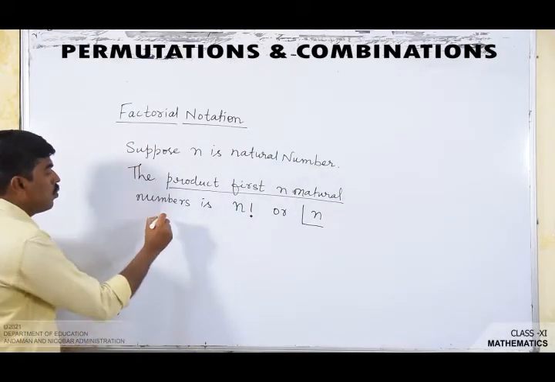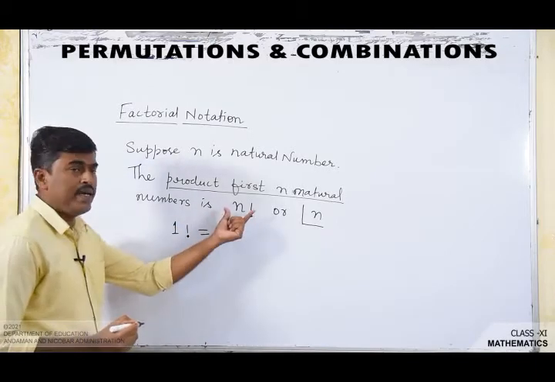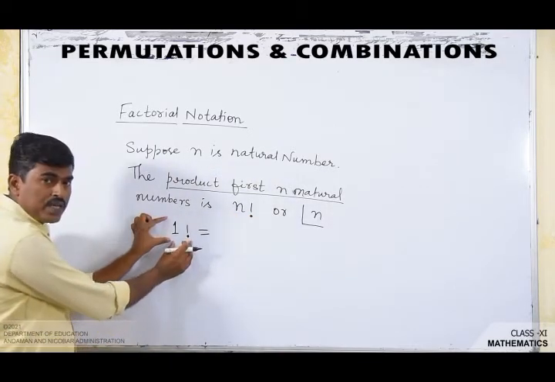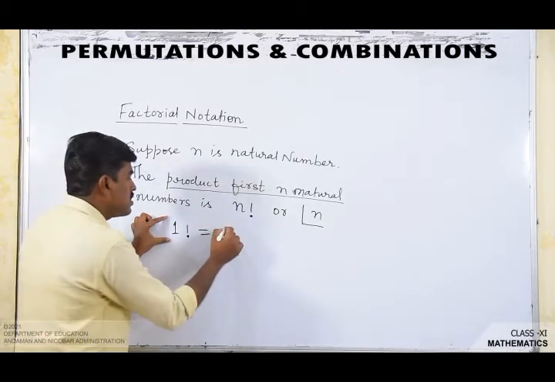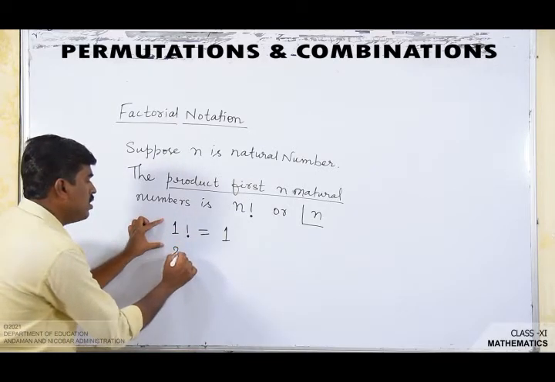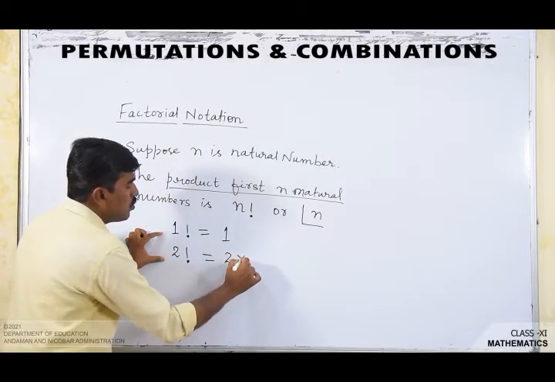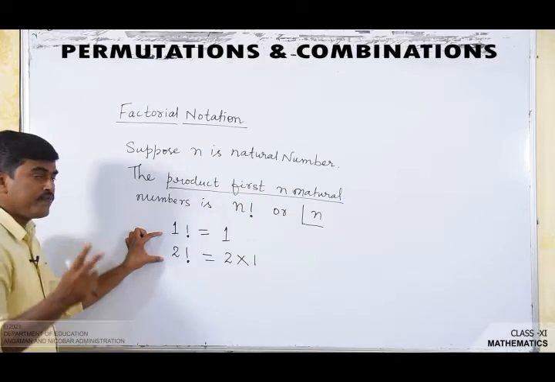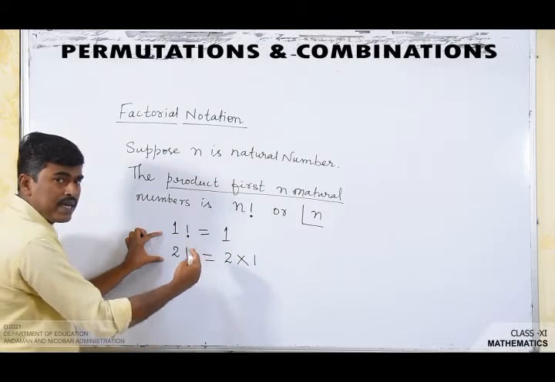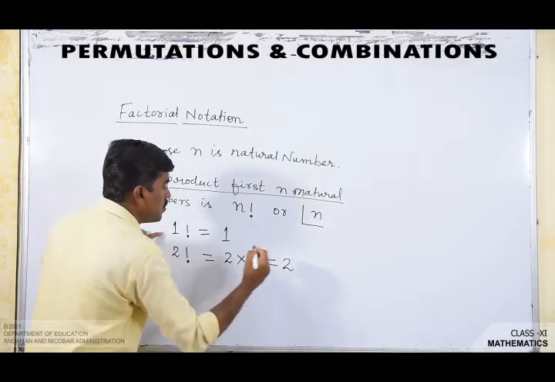Now we will see what is the value of 1 factorial. So what is meant by n factorial? The product of first n consecutive natural numbers. So here the value of n is 1, so it is equals to 1. There is only one natural number here, that is 1. Now what is the value of 2 factorial? 2 factorial is equals to 2 into 1, the product of first 2 natural numbers, but I am writing it in the reverse order. It is better to write in the reverse order, up to 1 you have to write, so 2 into 1, and that is equals to 2.